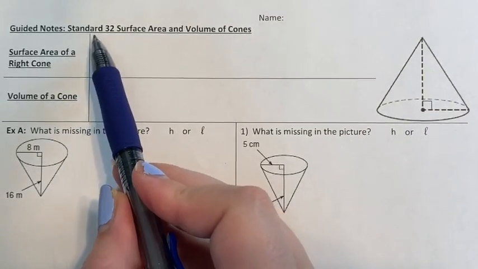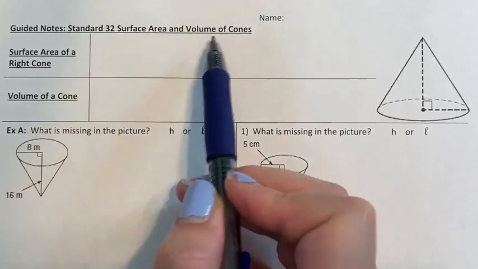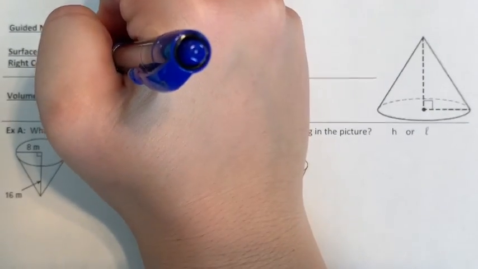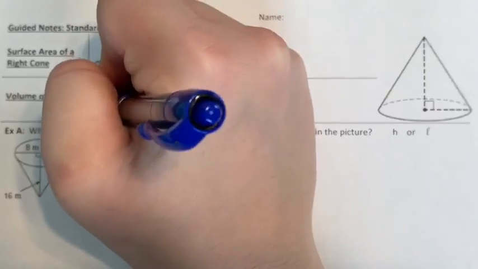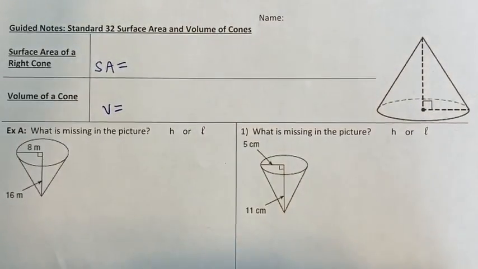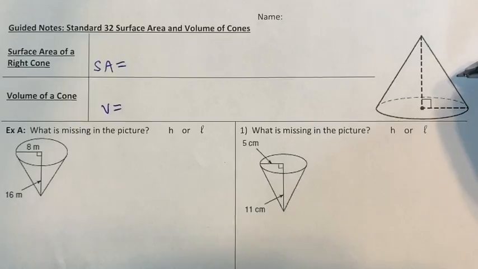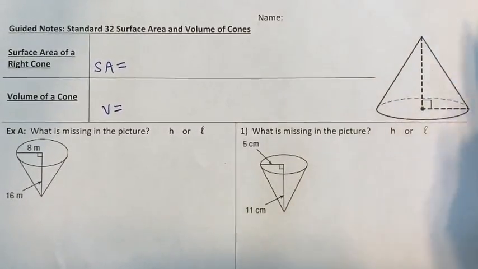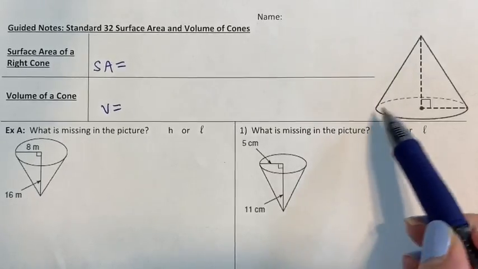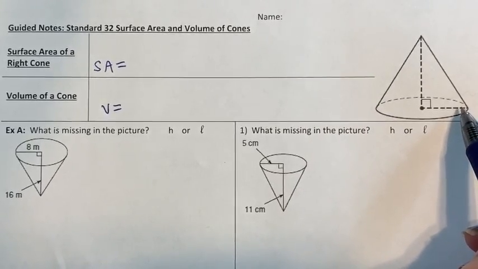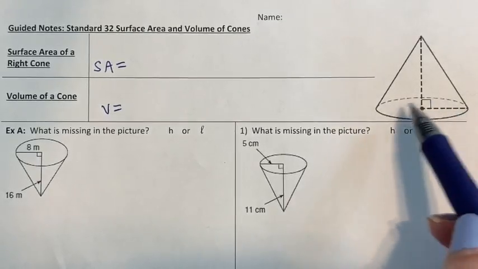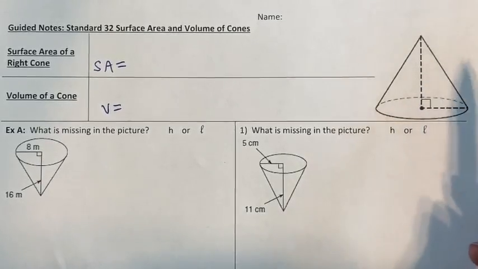This week we're taking a look at standard 32, surface area and volume of cones. And we are going to have to come up with two different formulas for surface area and for volume. When we take a look at our cone here, it looks a lot like the cylinders that we worked with, where our base is a circle. However, you don't have a base that's a circle on the bottom and on the top.